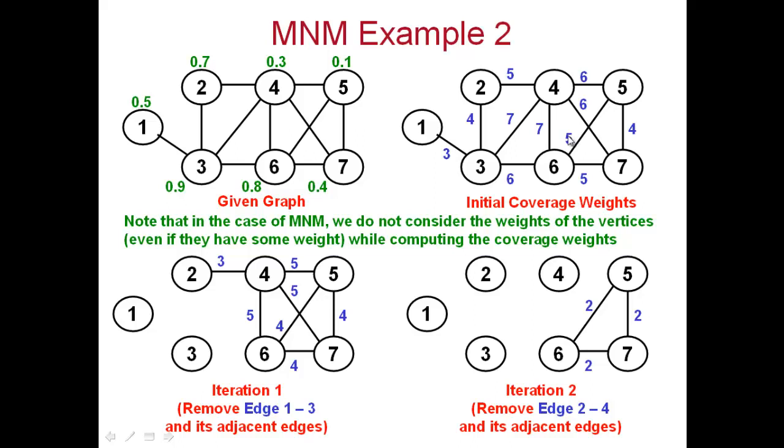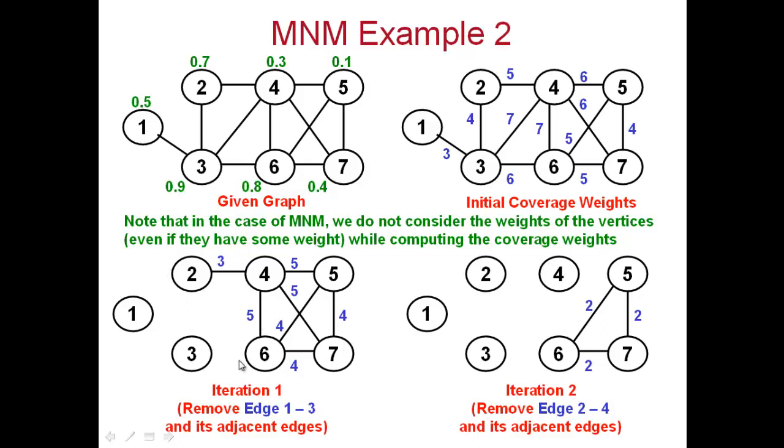That's the coverage weight. So once you find the coverage weights of all the edges, pick the edge with the smallest coverage weight. That's going to be 3 in this case, corresponding to edge 1, 3. So remove the edge 1, 3 and put it in the set of edges for the maximal node matching, as well as discard its adjacent edges, which are going to be 2, 3, 3, 4 and 3, 6. Those three edges are removed also.